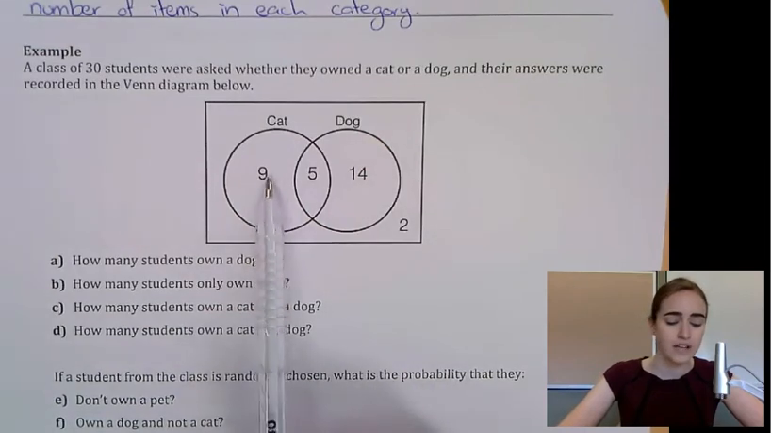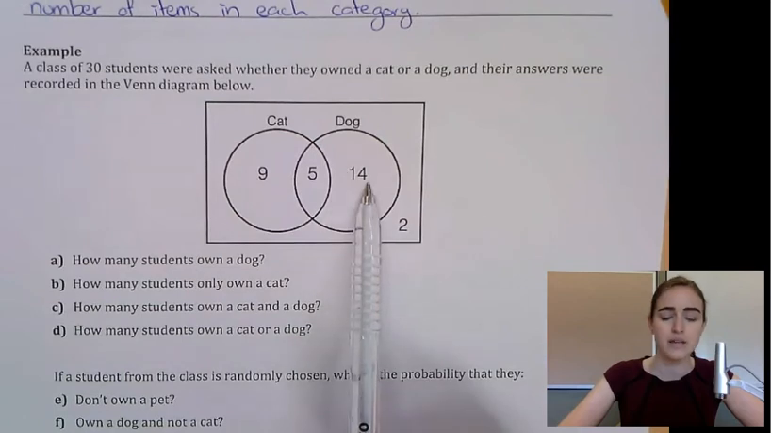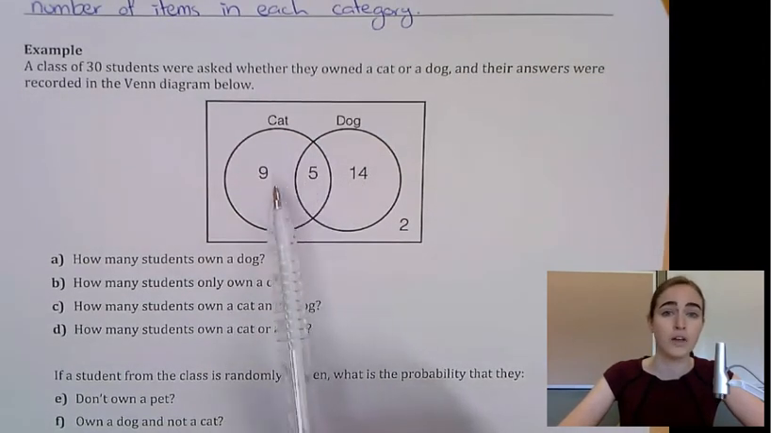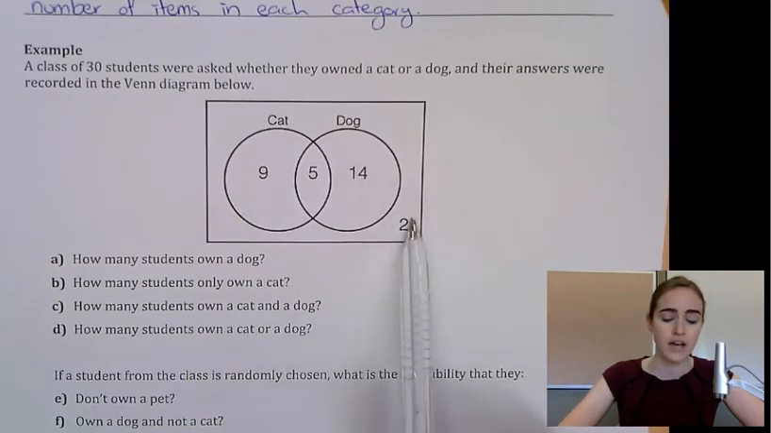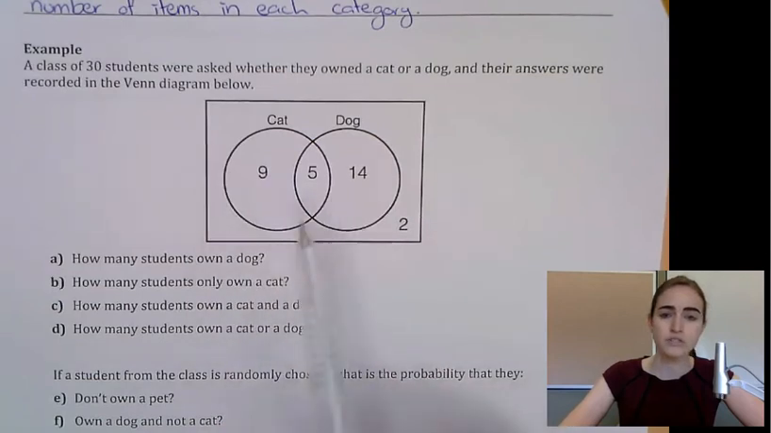So we have 9 people that own only a cat. We have 14 people that own only a dog. We have 5 people that own both a cat and a dog. And we have 2 people who don't have either. So it's really important to read this.